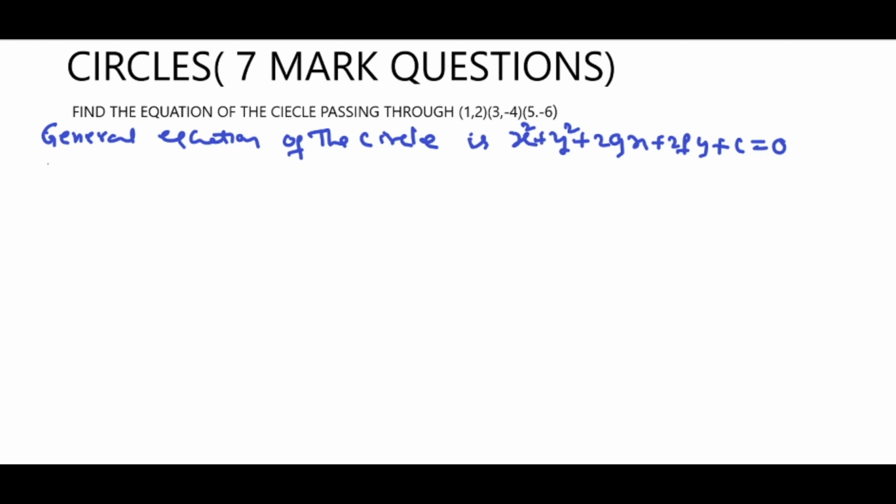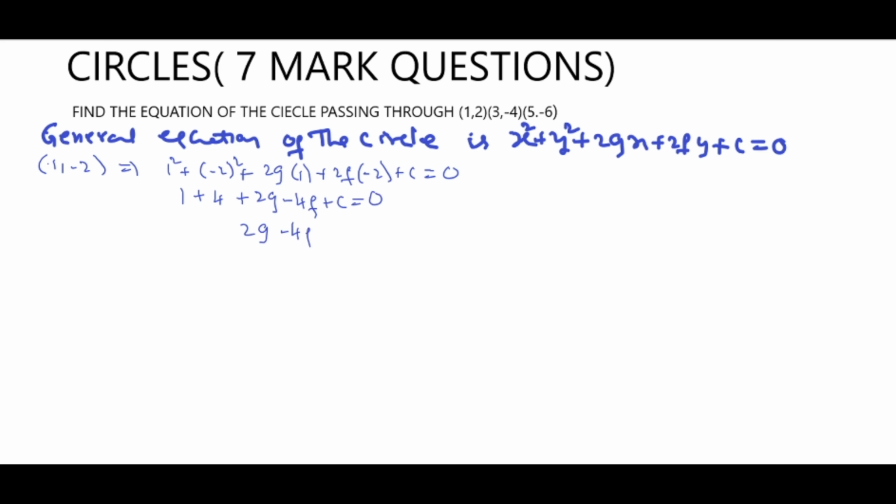So first point (1, -2). x square is 1 square plus y square, minus 2 whole square, plus 2g into x value 1, plus 2f into y value minus 2, plus c is equal to 0. That is 1 square is 1, minus 2 whole square is 4, plus 2g into 1, 2g, 2f into minus 2, that is minus 4f, plus c is equal to 0. Therefore 2g minus 4f plus c plus 5 is equal to 0. This is the first equation.